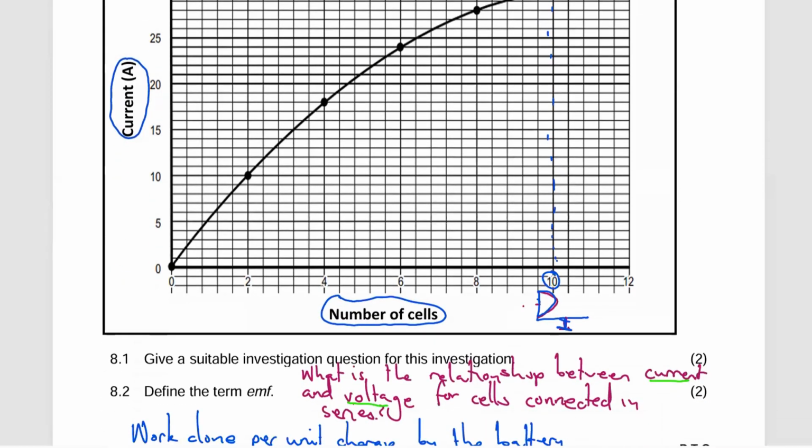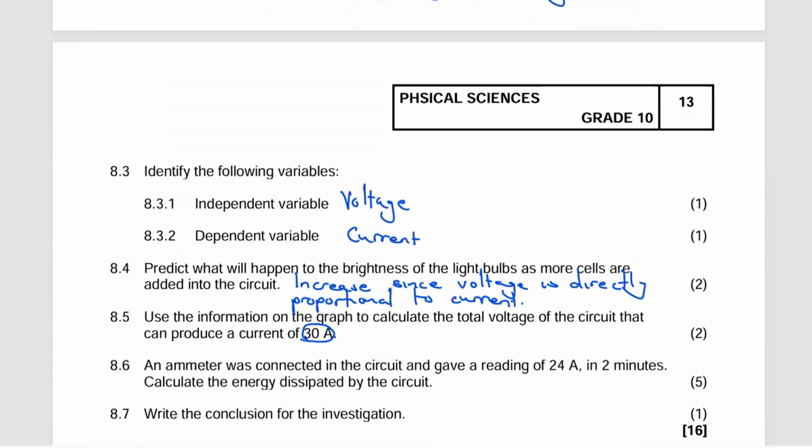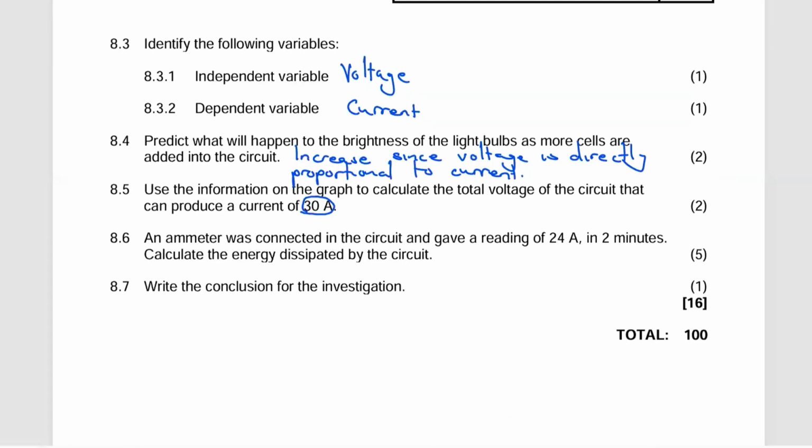So now we've been tasked to calculate the total voltage. It means here we're having 1.5 volts for each cell, and a total of 10 of them. So if we multiply this 1.5 by 10, we're going to get a total of 15 volts. Then we get our 2 marks there.